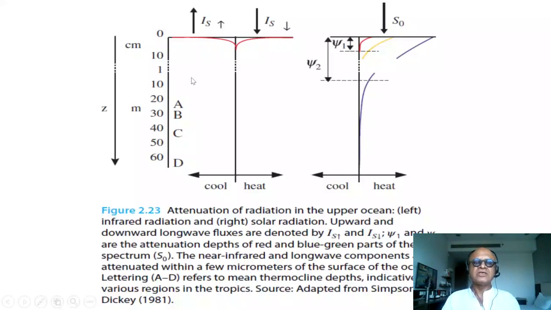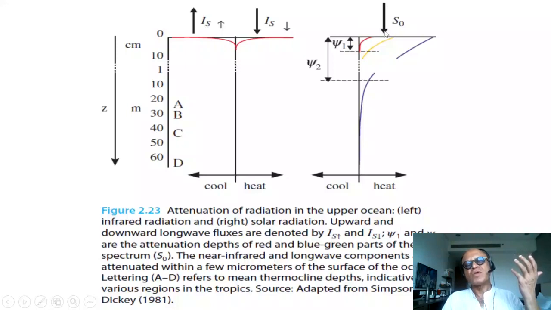Just to touch on the attenuation of radiation in the upper ocean, the long wave radiation, you can see, is pretty much trapped to the top few centimeters, down to about 10 centimeters here. So longer wavelengths do not go too far into the ocean, and they can have a cooling or warming effect depending on whether it's a downwelling long wave from the clouds and the atmosphere to the surface, or upwelling or loss from the ocean surface.